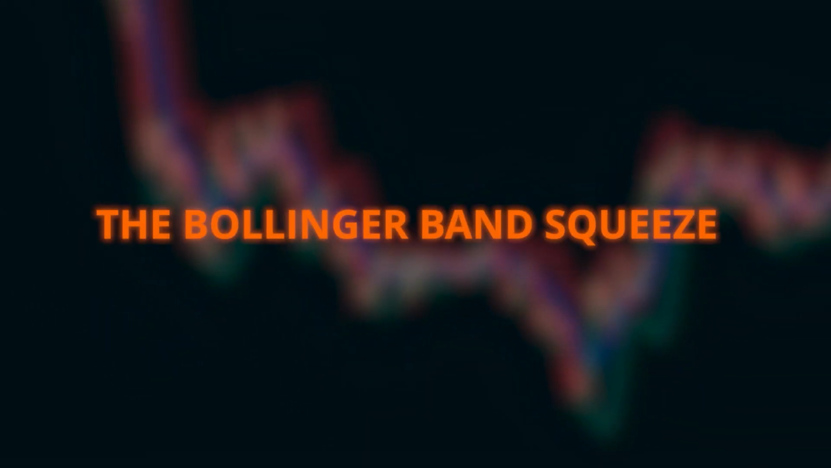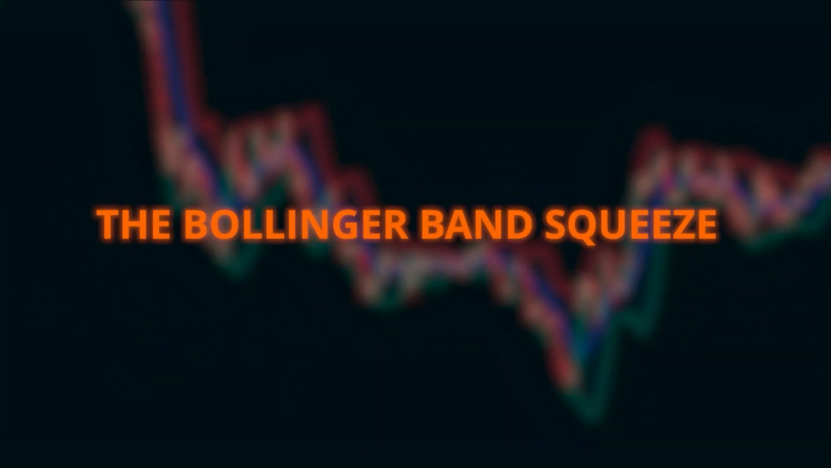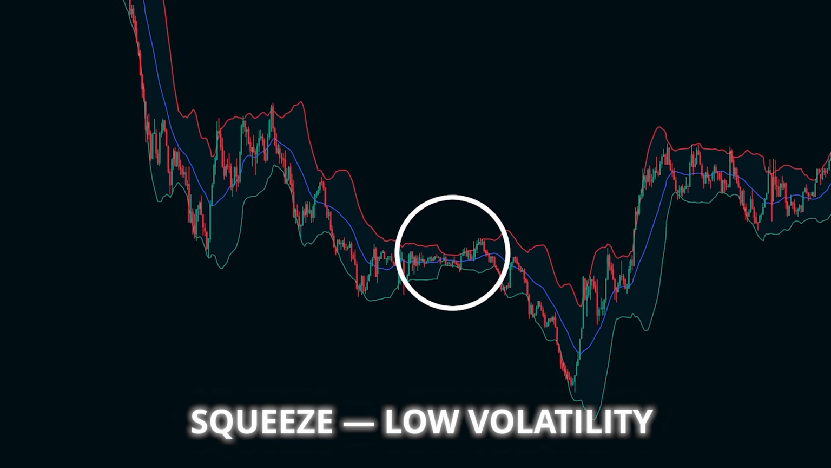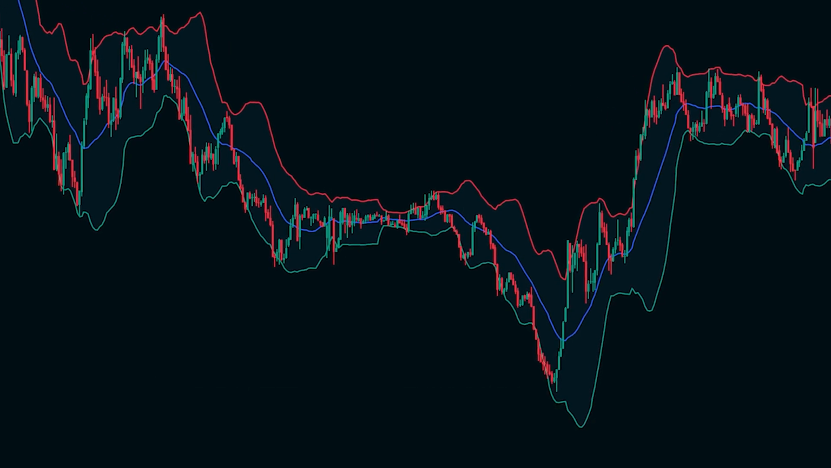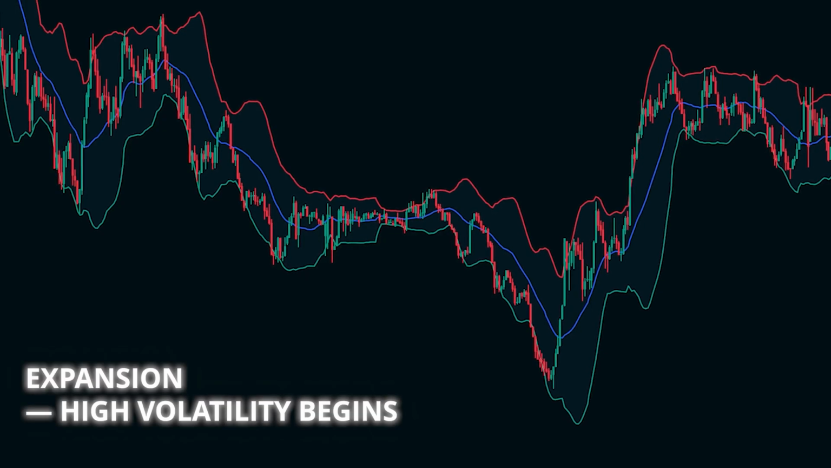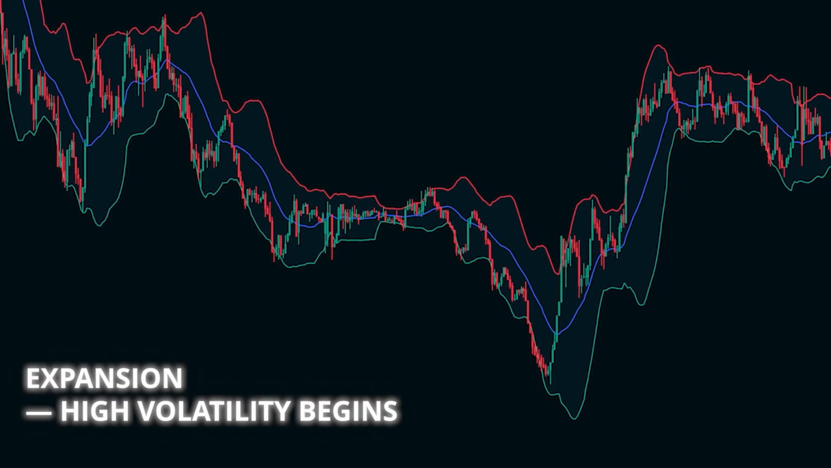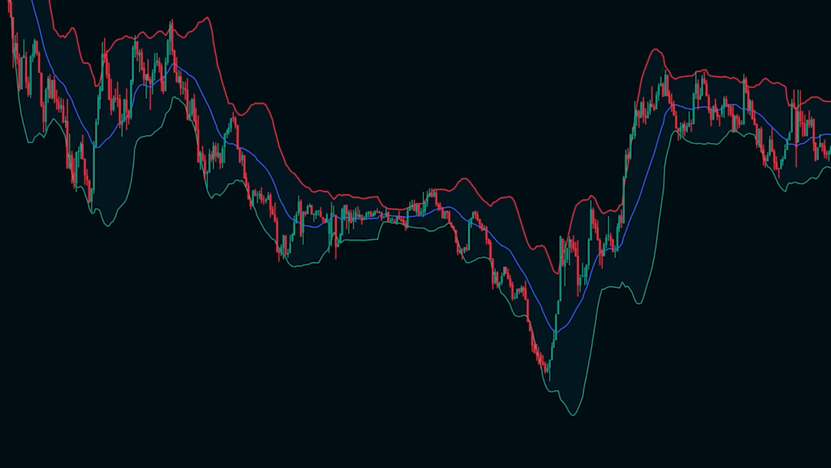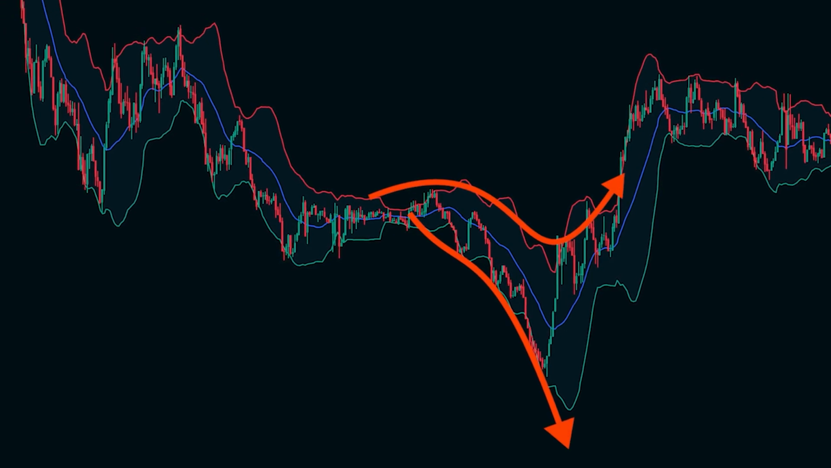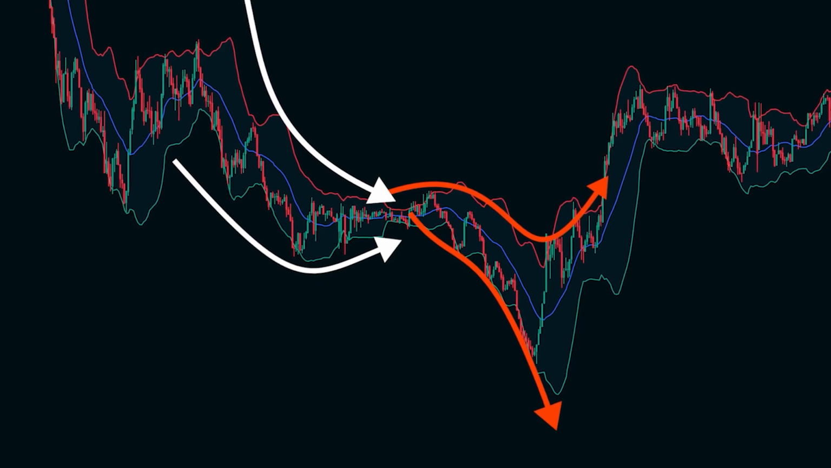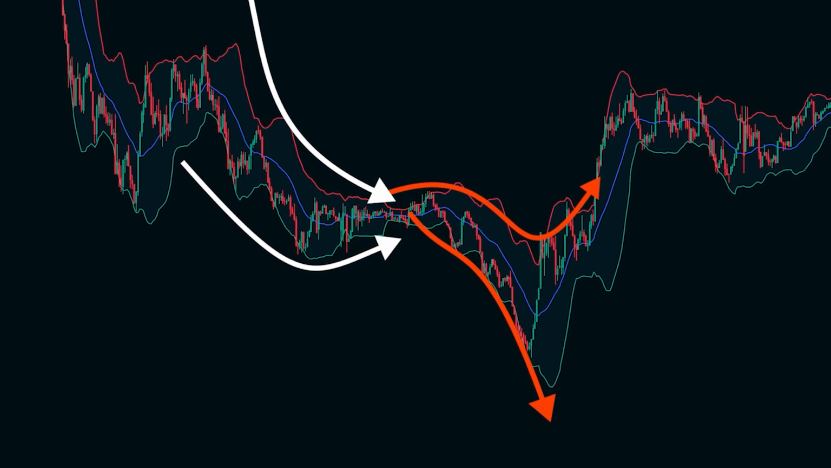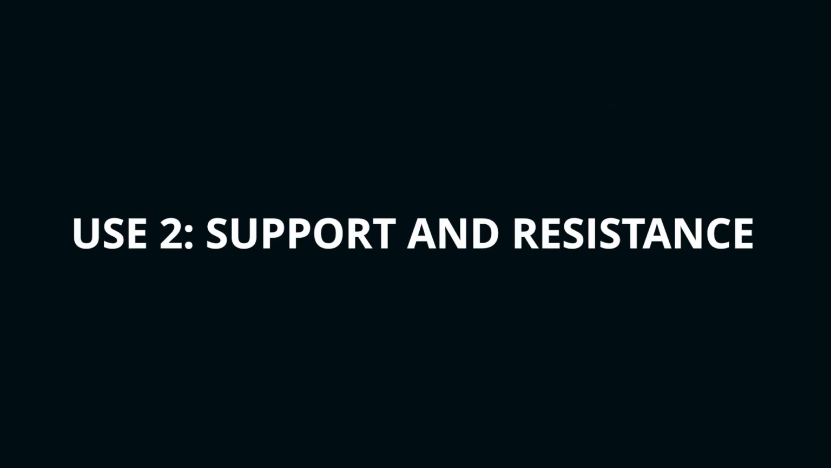There is one additional signal that most traders overlook entirely. It is called the Bollinger Band Squeeze. When the bands become extremely narrow and contracted, the market has entered a low volatility period. Here is the key insight. After every period of low volatility, a period of high volatility always follows. The market cannot stay compressed forever. When the bands begin to expand rapidly after a period of contraction, a significant move is beginning. We will build a complete strategy around this signal later in this video.